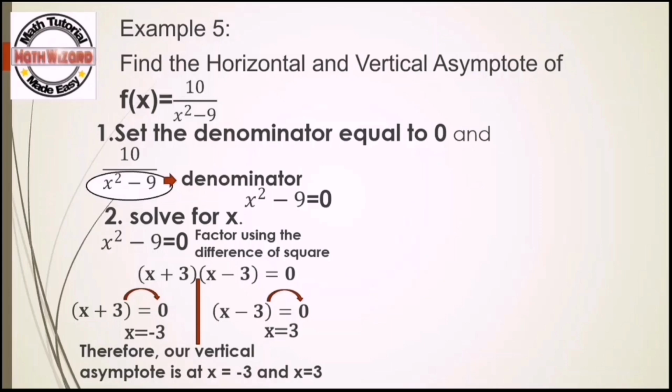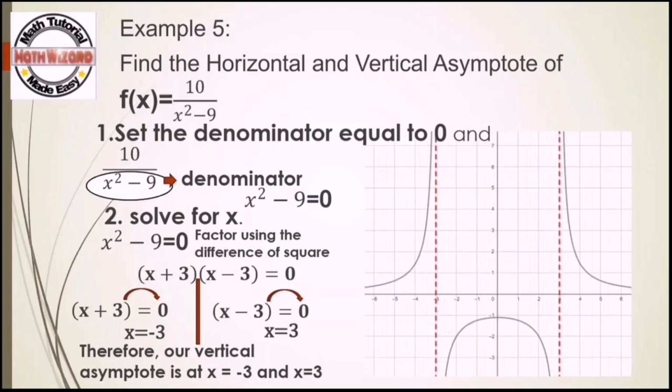Okay. And so since we have two values for x, therefore we can say that we have two asymptotes here. So one is at x is equal to negative 3 and the other is x is equal to 3. Ayan. So if you will take a look at the graph, dalawa yung kanyang vertical asymptote. Ayan.